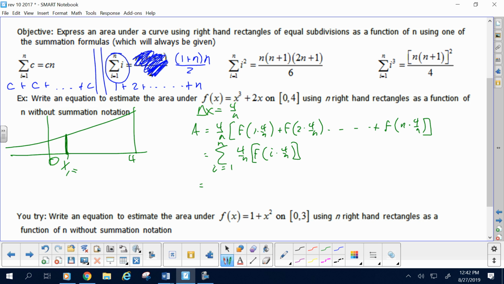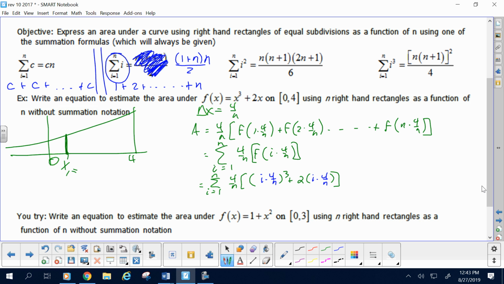Now, here's where we're going to go into a little more detail. If in this case the function is x cubed plus 2x, then doesn't that mean 2 input places, blank cubed plus 2 times blank, and in those blanks we put I times 4 over n. So are you with me? Yes. Okay.